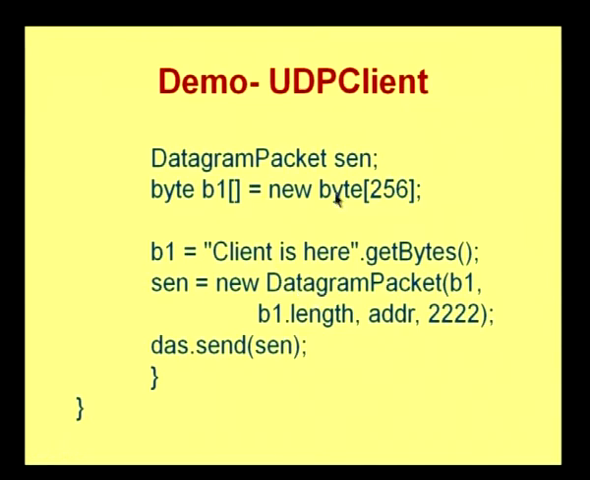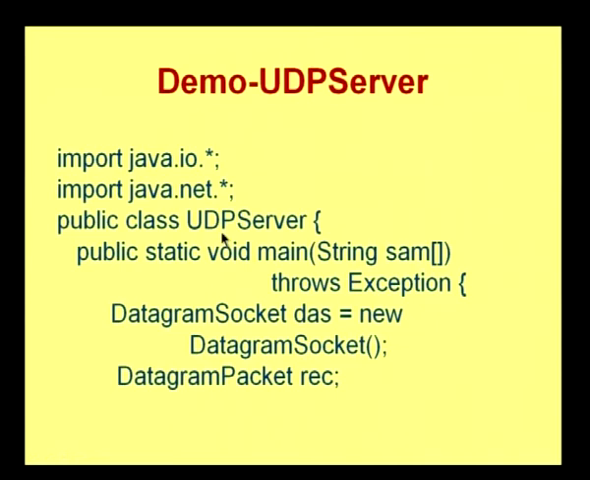So now I am sending a datagram packet. I have constructed a datagram packet called SEN and I am passing it as the parameter to my datagram socket. Here we have a UDP server program, where we have a datagram socket and a datagram packet. In your DatagramSocket class, as already told, you have the send method as well as the receive method. In the client program we used send, and here we will use receive in order to receive the datagram packet. Here I have declared a datagram packet object.